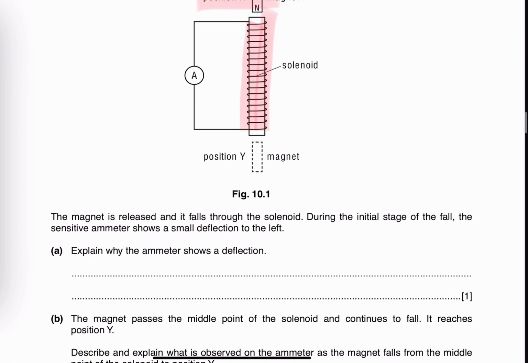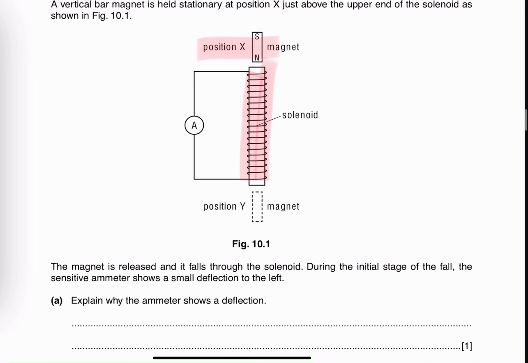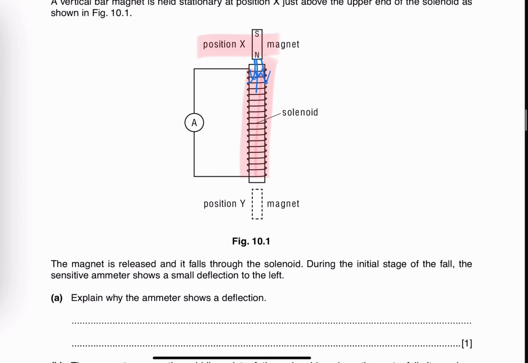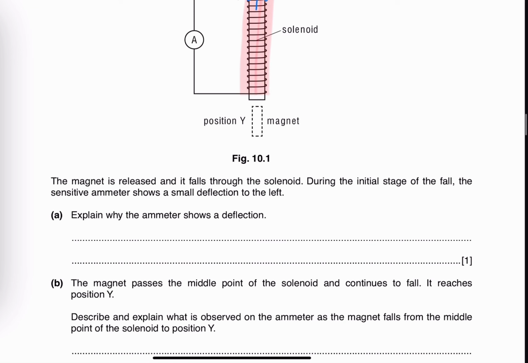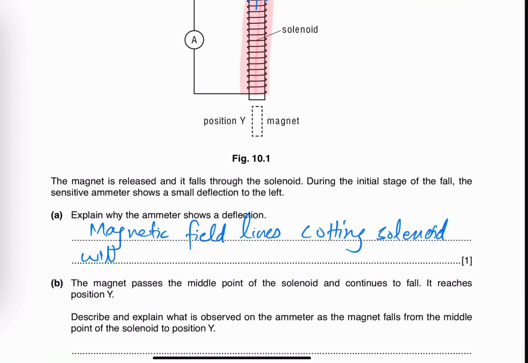It's the same phenomenon. Basically, there are magnetic field lines coming out of the north pole. So when it comes downward, the magnetic field lines passing through the coil will change. They will basically increase. So the answer will be: the magnetic field lines cutting the solenoid will change.